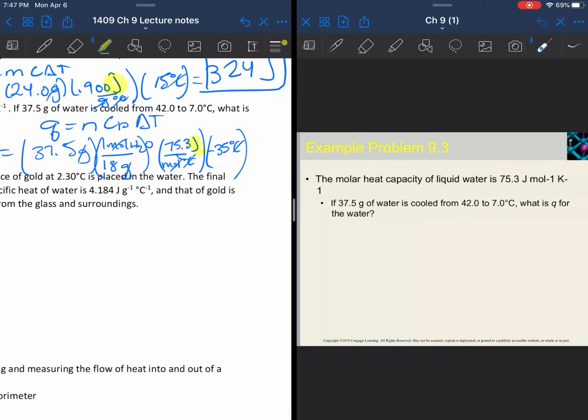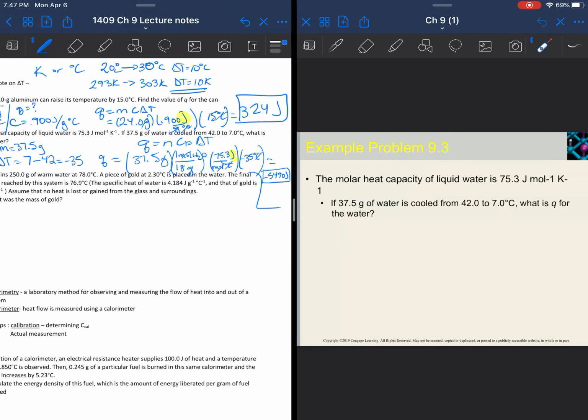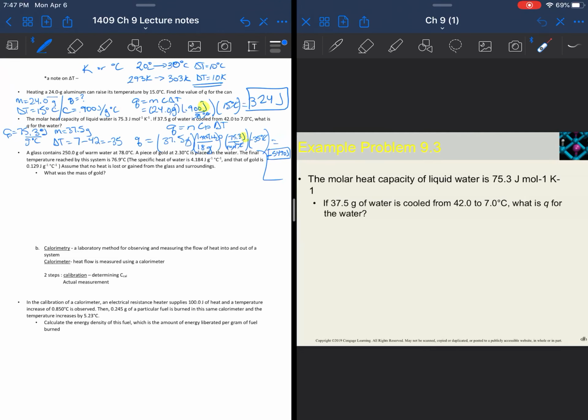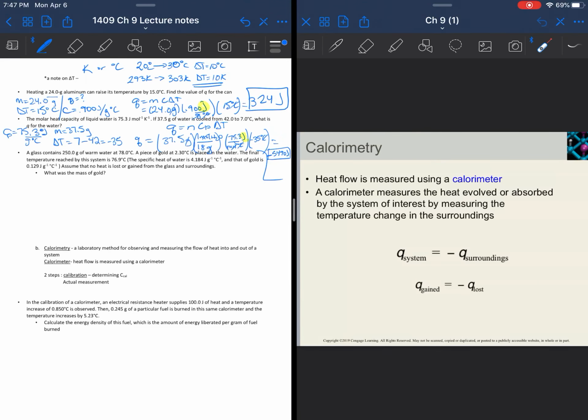And now it's just a matter of calculating, right? Moles cancel out, degrees C cancels out. Again, we are left with joules, which is what we want. So when we solve for this problem and account for significant figures, we're going to find negative 5,490 joules is our answer. All right, that is how much energy is released from this system. That's how much energy is released from 37.5 grams of water when it cools negative 35 degrees. All right, so that sign is also part of the story.